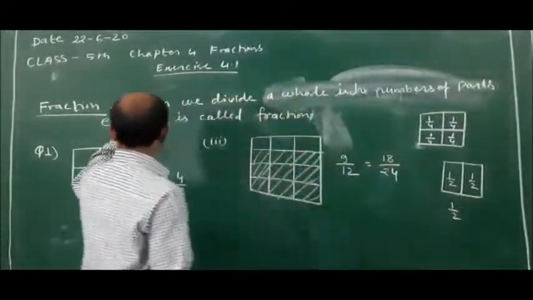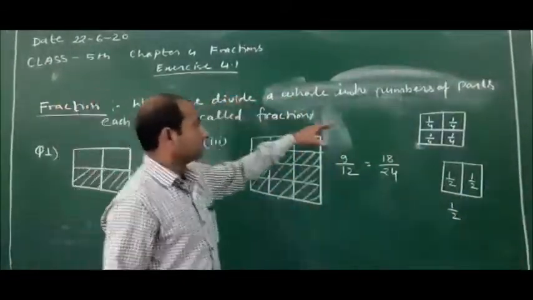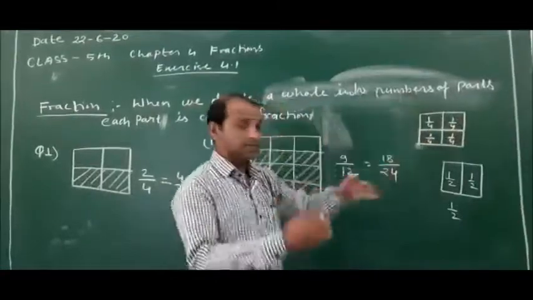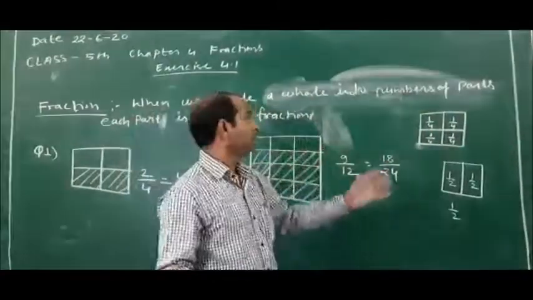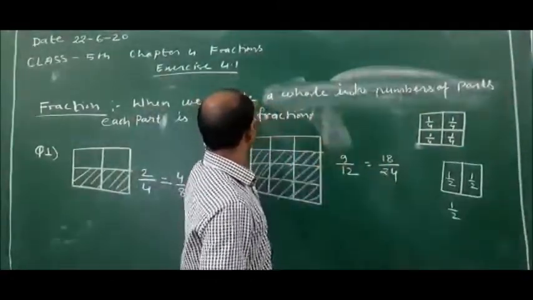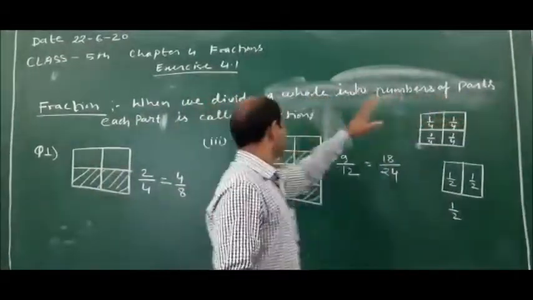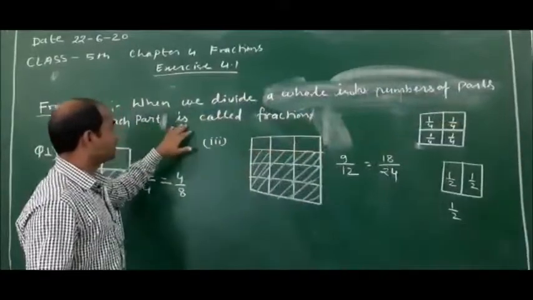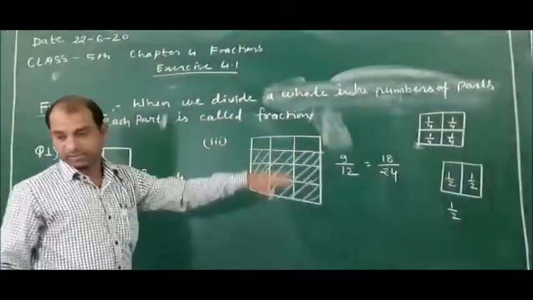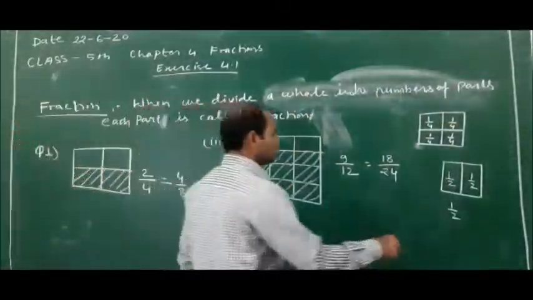So when we divide, जब हम किसी एक पार्ट को कई सारे पार्ट्स में डिवाइड करते हैं, when we divide a whole into a number of parts, each part is called a fraction. There are so many types of fraction.